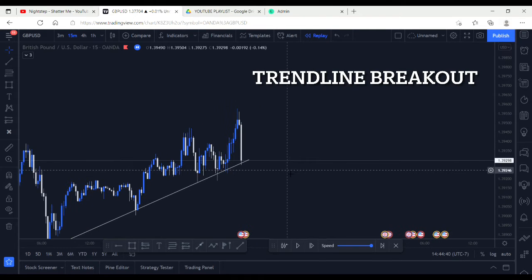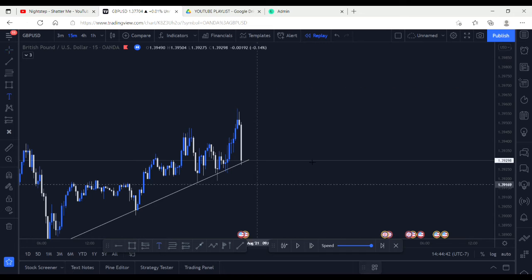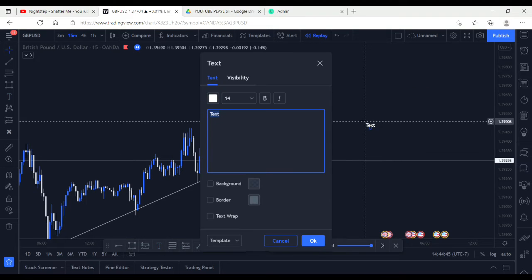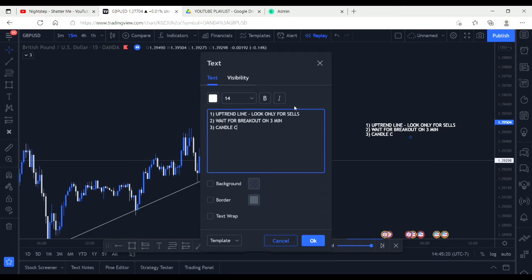Okay, so now for the trend line breakout part of the video. Since breakouts of trend lines tend to be reversals, we want to mark up the trend line and look for sells, since it's going to be a break of a trend line and a trend reversal. Number 2, wait for breakouts on the 3 min, since we want to have the tightest entry, and then candle confirmation.